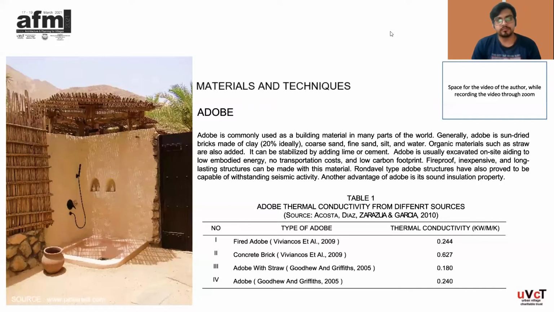Materials and techniques. Let's start with adobe. Adobe is commonly used as a building material in many parts of the world. Generally, adobe is sun-dried bricks made up of 20% clay, coarse sand, fine sand, silt, and water. Organic materials such as straw are also added. It can be stabilized by adding cement or lime.